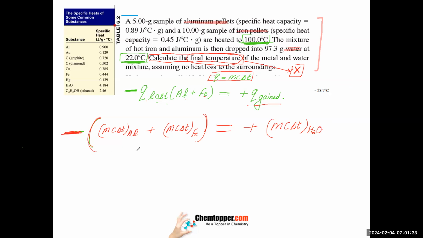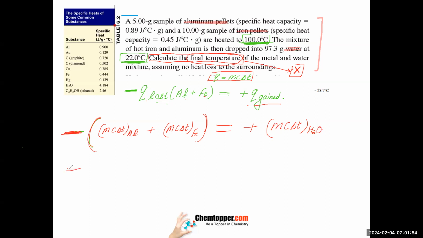This is the first law of thermodynamics. Energy can neither be created nor destroyed. It can be transferred from one place to another, from one substance to another substance, or it can change form also. So the amount of heat lost and gained are equal. Now plug in the values.